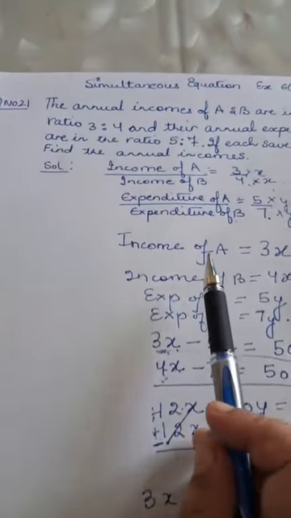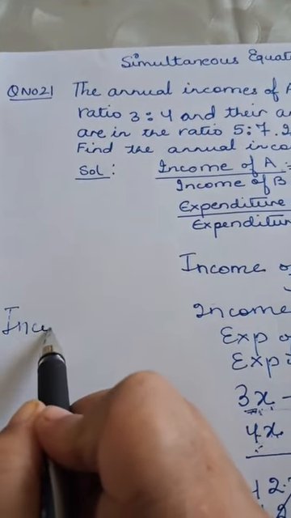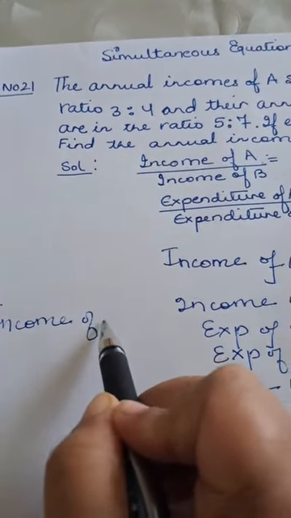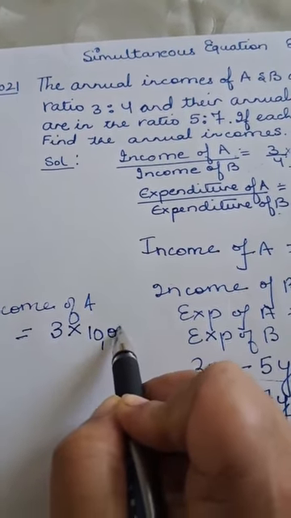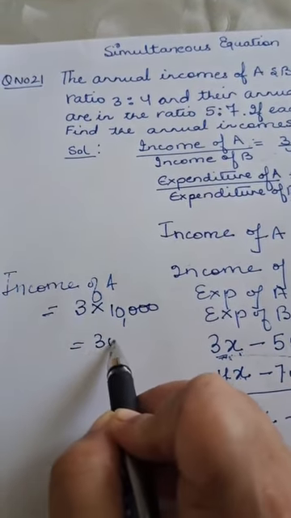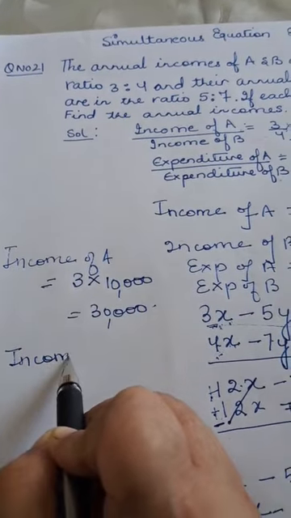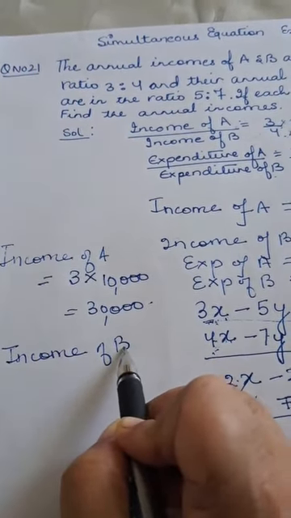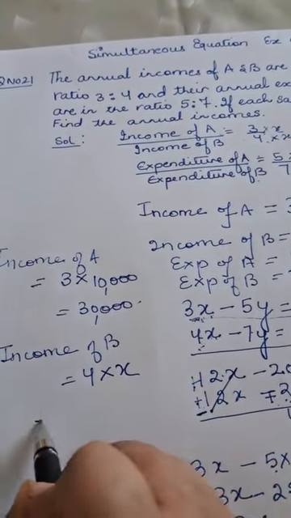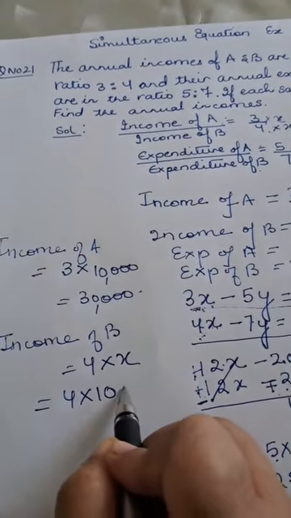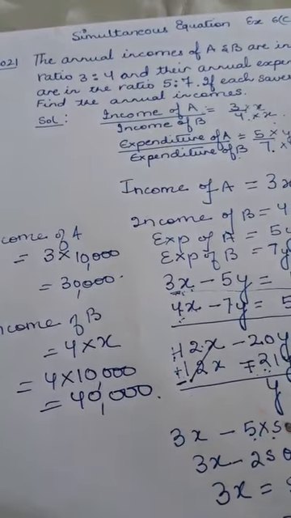Now we know that income of A is 3x. So what will be the income of A? Income of A is 3 into 10,000, that is 30,000. And income of B is 4x, that is 4 into 10,000, that is 40,000. That's it.